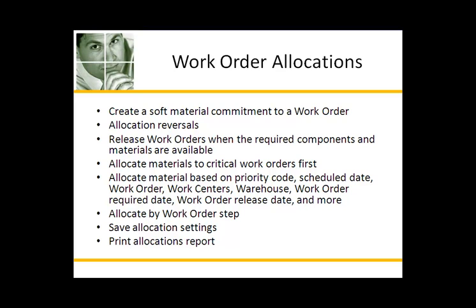The ability to reverse or adjust allocations if priorities change. This provides the ability to release work orders when the required components and materials are available using the Pre-Allocate utility. The ability to allocate materials to critical work orders first. The ability to allocate material based on priority code, schedule date, work order, work centers, warehouse, work order required date, work order release date, and more. The ability to allocate by work order step, the ability to save allocation settings, and the ability to print an allocations report.